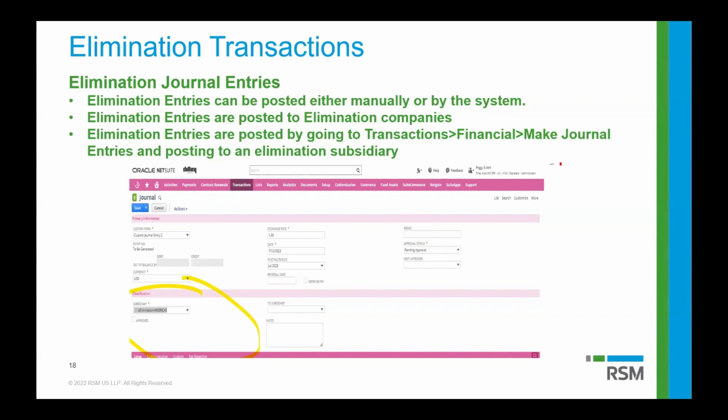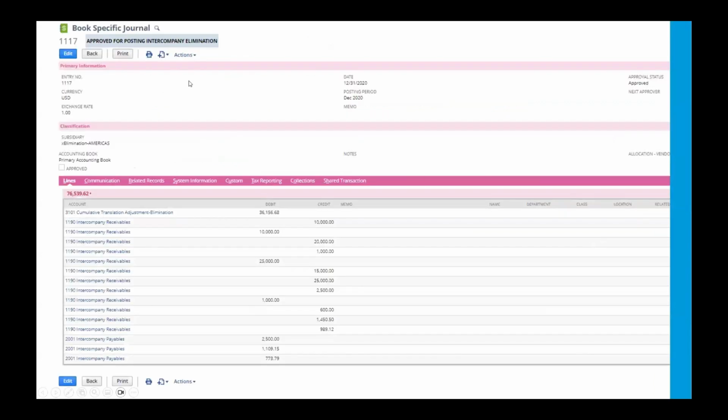Elimination entries are posted to the elimination companies, and they are posted by going to transactions, financial, make journal entries, and posting to an elimination subsidiary. The minute you choose an elimination subsidiary to post to, by definition, makes it an elimination entry. Now, the system entries will automatically reverse. However, if you book one manually, you will need to tell it to reverse by putting in a reversal date.